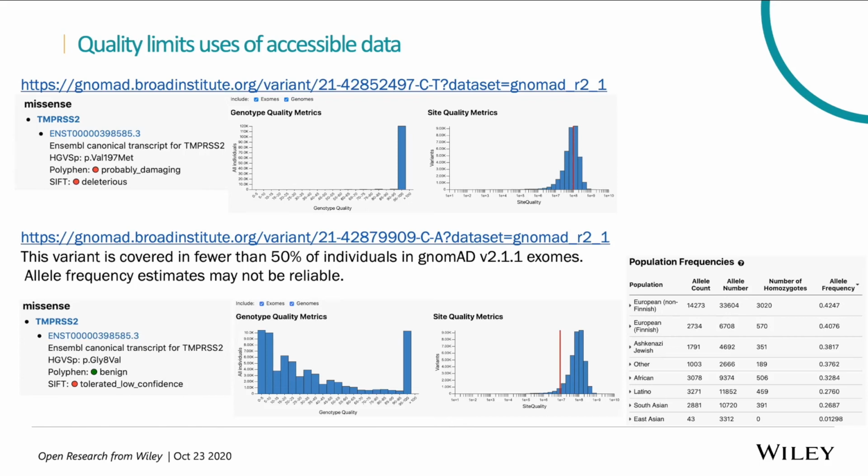However, there is a warning in gnomAD that the genotyping quality is very poor and the site call rate is excruciatingly low. Fewer than 50% of individuals have this variant covered. And so although it's exciting looking and its distribution is interesting, the quality of the data supporting any use of this particular variant comes with a health warning.